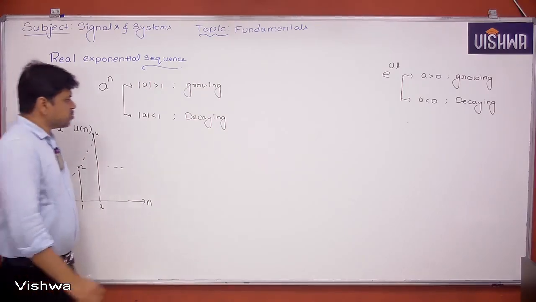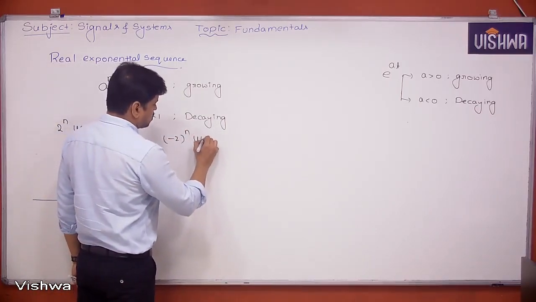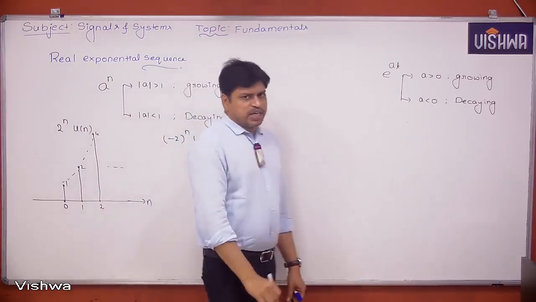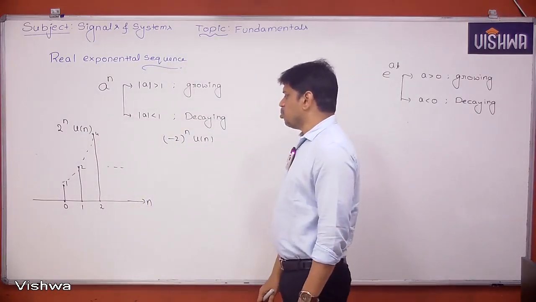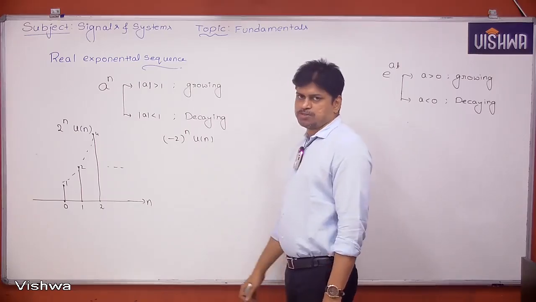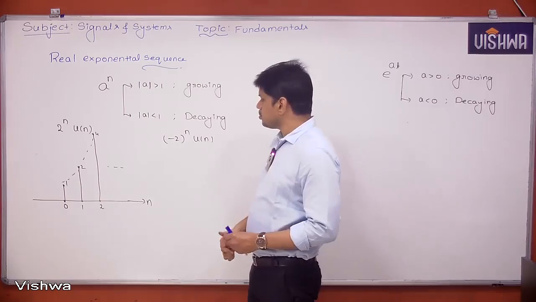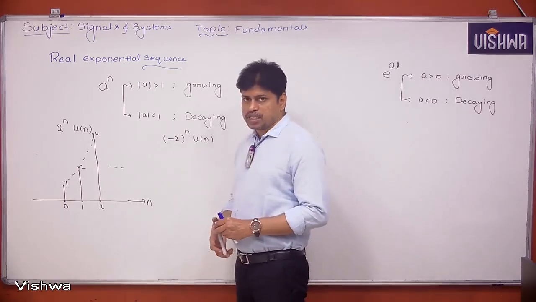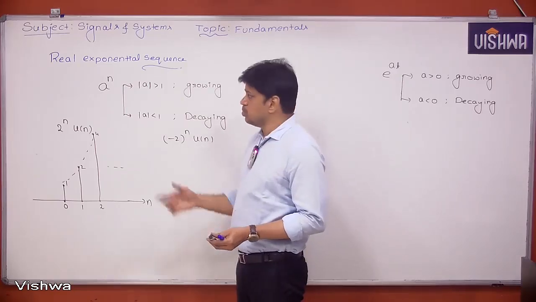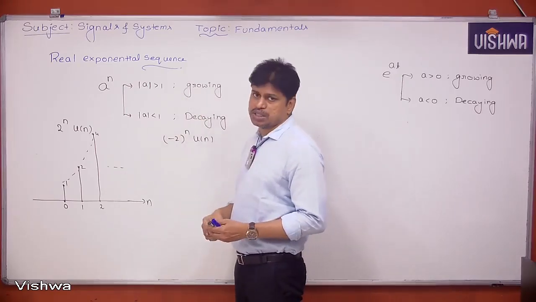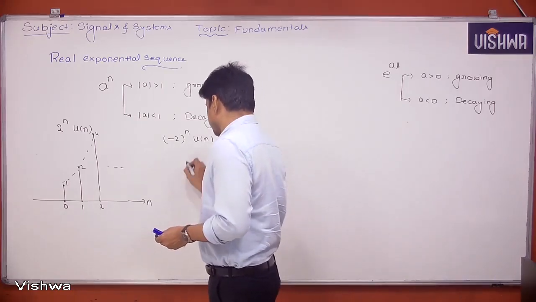Next, suppose I take minus 2 whole power n u of n. If I ask what kind of exponential this is, growing or decaying, most people will say it is decaying, but the answer is that it is a growing exponential. What is the a value here? Minus 2. The modulus of a is 2, which is greater than 1. So still it is going to be a growing exponential. How, sir? See here.